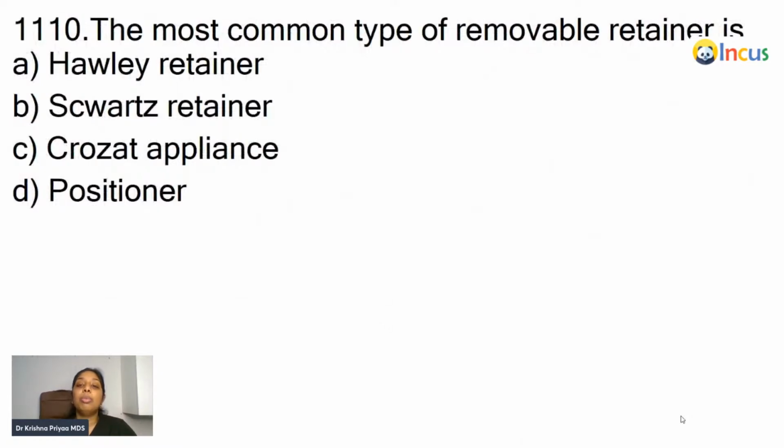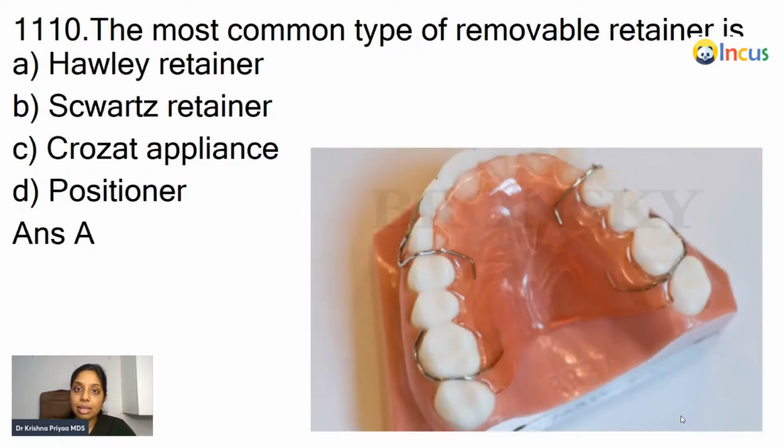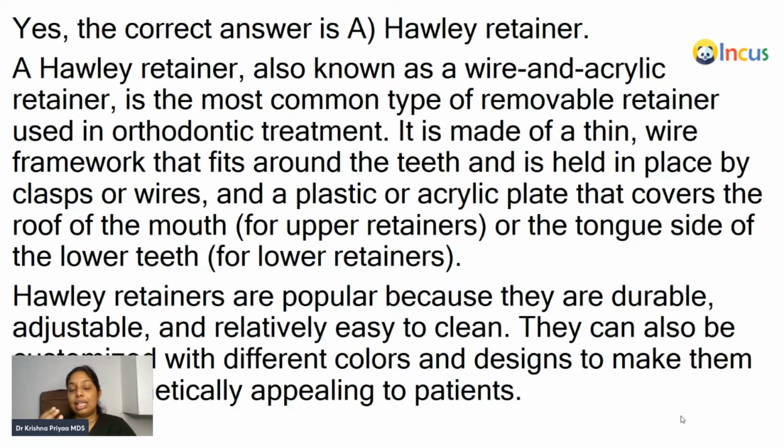The most common type of removable retainer is, obviously, the Hawley's retainer, which we generally give to the patient. It is a removable appliance made up of acrylic in the center with a labial bow which corrects the proclination of the tooth. And for the retention purpose, we give clasps associated with the molar region. So it fits around the teeth and thereby holds the teeth in their original position and also prevents further proclination. They are very popular because they are durable, easy to wear, adjustable, and very easy to clean. They may also help in maintaining the oral hygiene of the patient.